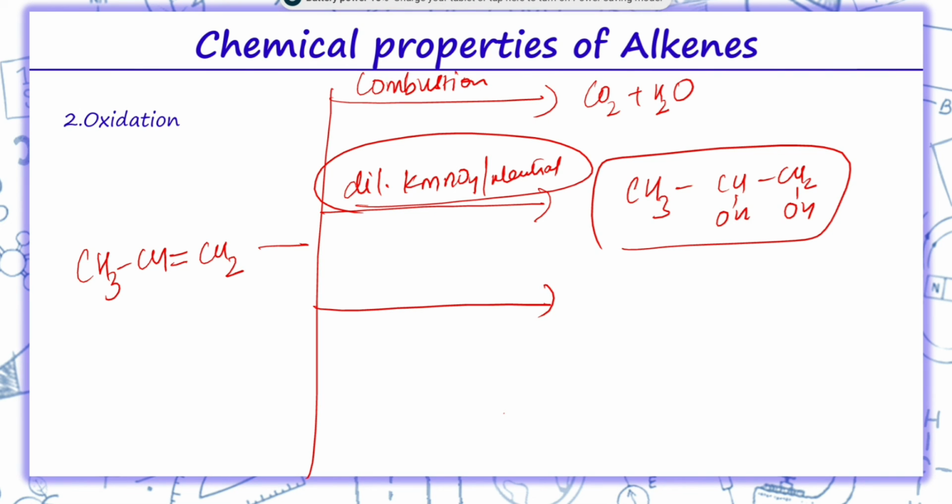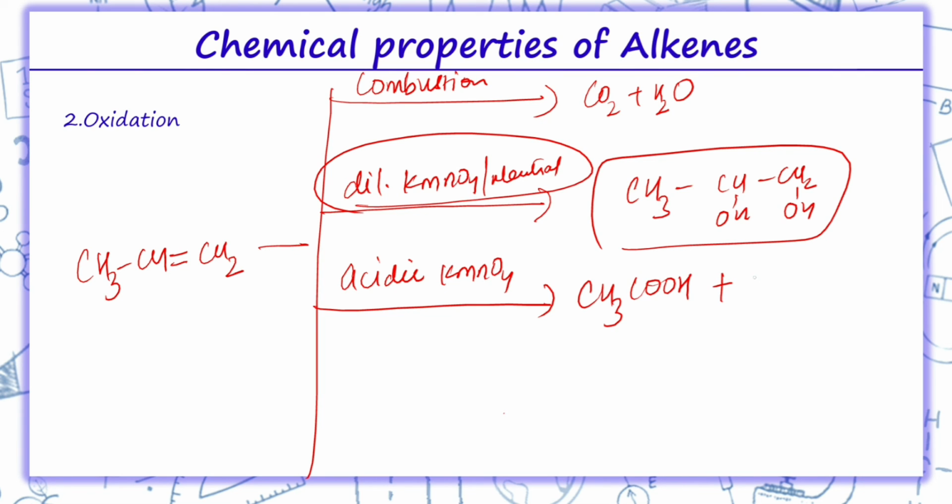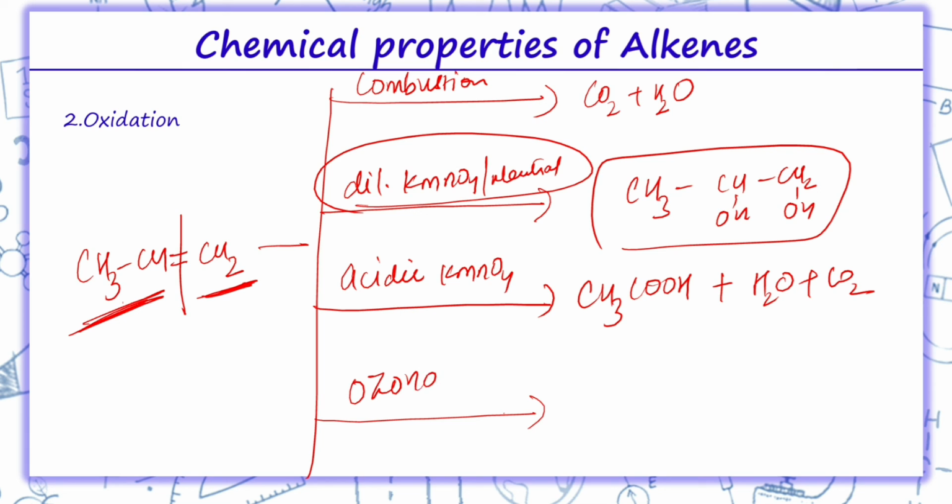But if in place of dilute KMnO4 we take acidic KMnO4, the double bond breaks and on both sides we get acids. So it will be CH3COOH plus HCOOH. Here we have a 2-carbon acid and a 1-carbon acid. The 1-carbon acid is unstable, therefore we write H2O plus CO2, that is, it breaks up to form H2O and CO2. The last and very important reaction is ozonolysis.